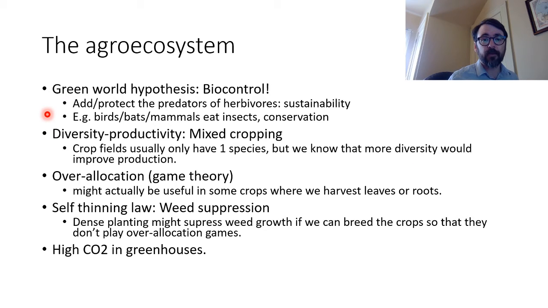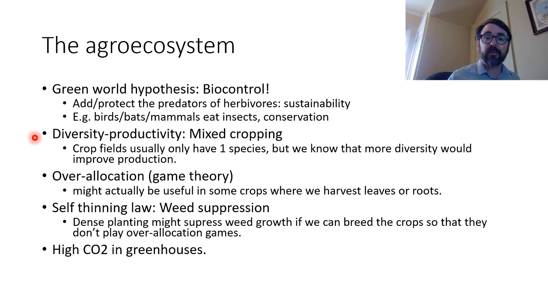So these are some of them, right? So remember the green world hypothesis. One way to prevent herbivory might be to add predators to ecosystems. So people had ideas to foster birds and bats and mammals in ecosystems. And in fact, people try this sometimes. You can get a lot of benefits from having a prairie strip, people are finding, near your farm.